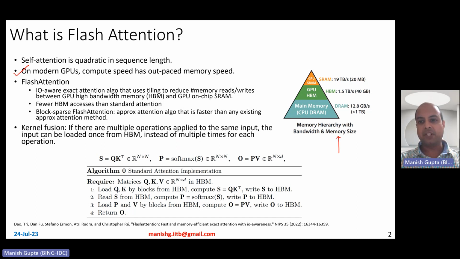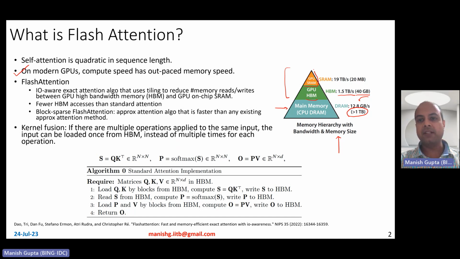In this pyramid, what is shown is the memory hierarchy with bandwidth and memory sizes. Right? So at the bottom, you see CPU DRAM, which is available in plenty. So typically, you can have very large CPU DRAMs, but then the speed is super slow, 12.8 GB per second. As against that, the memory in GPU is of two kinds, high bandwidth memory or HBM, which is typically something like 40 GB and has an access speed of about 1.5 TB per second.